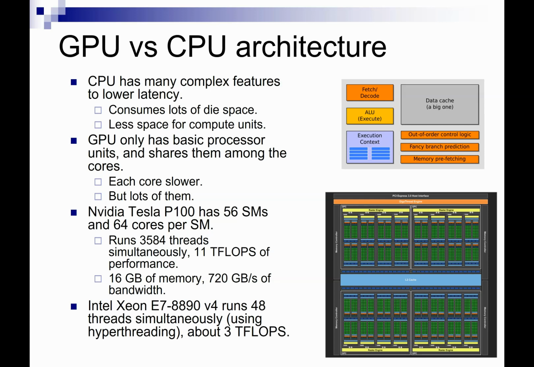Now, in contrast, if you compare one of these pretty high-end GPUs to a high-end CPU, like this Intel Xeon over here, this has 24 cores. Each of them can do hyperthreading, so you can actually run 48 threads simultaneously. But altogether, you're only getting about 3 teraflops of performance on this very high-end Xeon.